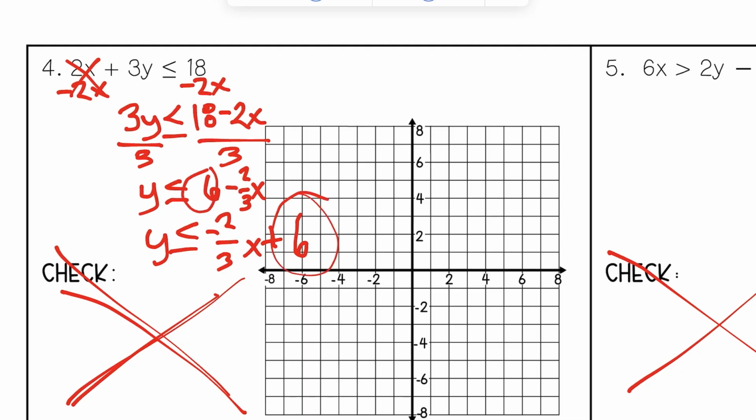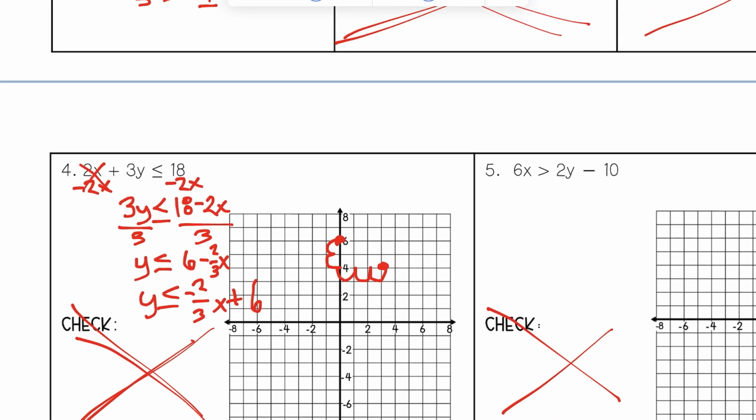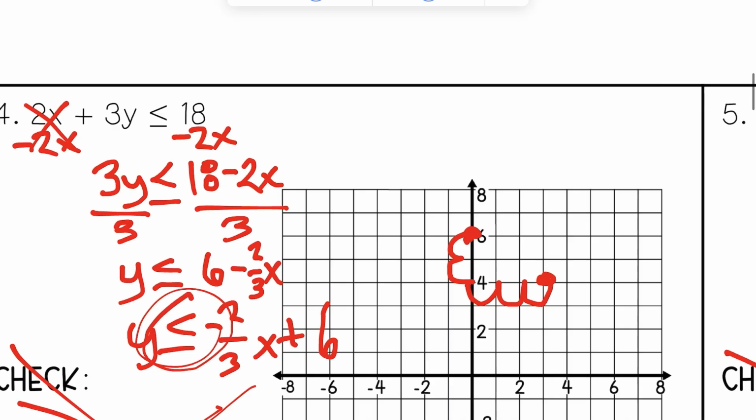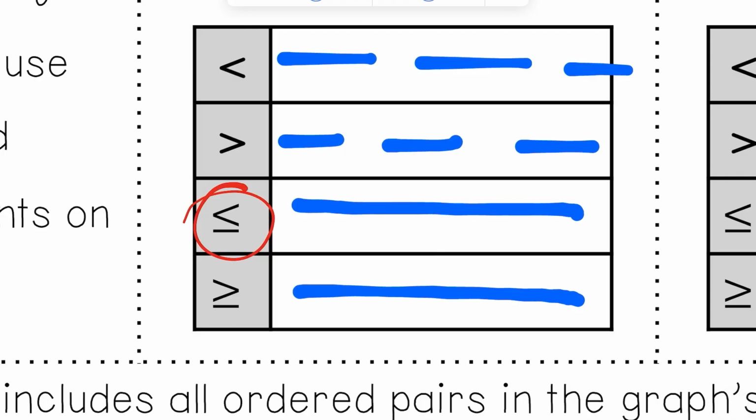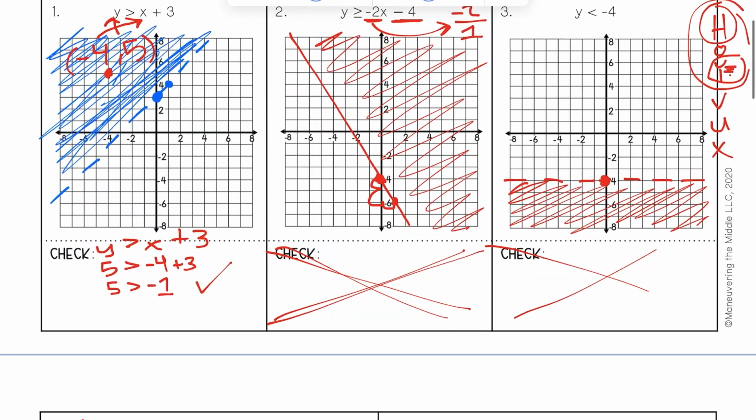So that is 6 in this case. So 6. And then negative 2/3 x. So this is my rise, that negative 2. Go down 2. And then my run is that 3. Go 1, 2, 3. Oh, it kind of messed me up. And then this is your second point, and you make your line. But let's check if that should be a solid or a dashed. Again, we've got this less than or equal to line. So less than or equal to has a solid line, so we're good to go ahead and use that.